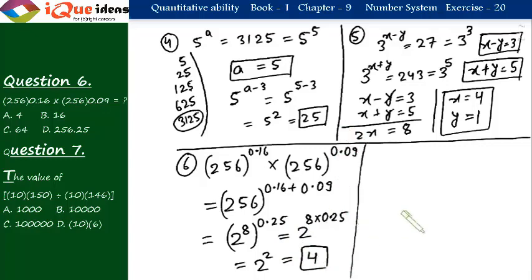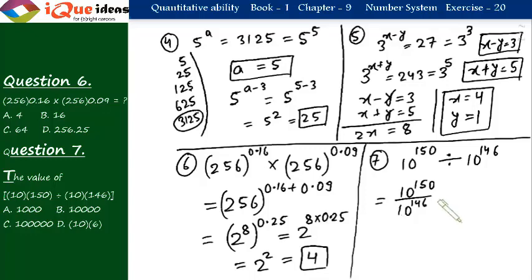Let's take up question number 7. It says find the value of 10 raised to the power 150 divided by 10 raised to the power 146. So on multiplication, for the same base, powers get added, and on division on the same base, powers get subtracted. So it is 10 raised to the power 150 minus 146. Now 150 minus 146 is 4, so it is 10 raised to the power 4, which is 10,000. So the answer of the question is 10,000.